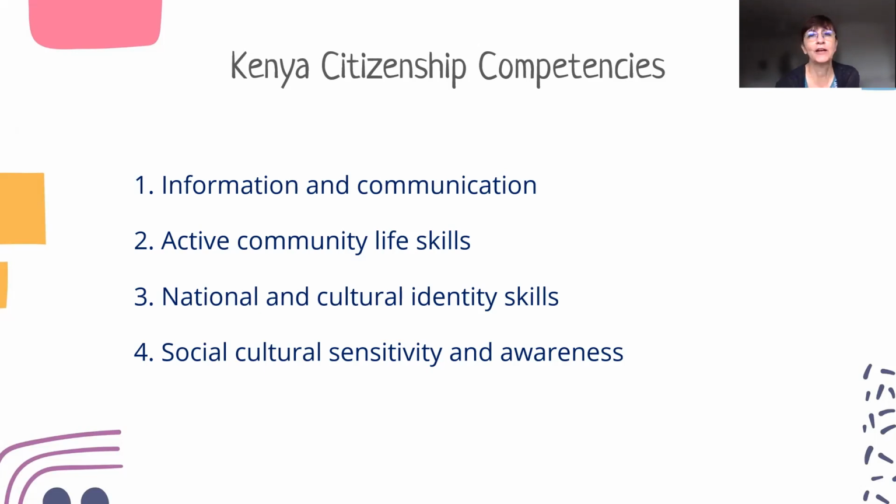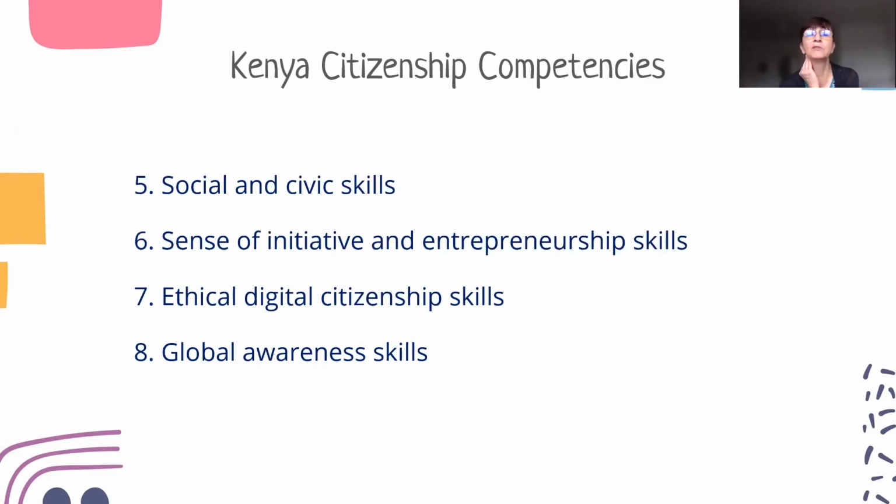These are the first 4 areas of citizenship competencies that Kenya came up with, and these are the remaining 4. Social and civic skills, a sense of initiative and entrepreneurship skills, ethical digital citizenship skills, and global awareness skills. I do want to note that even though only one of the competencies explicitly mentions global, for each of these competency areas, you would be able to integrate a dimension that's global as well as local.